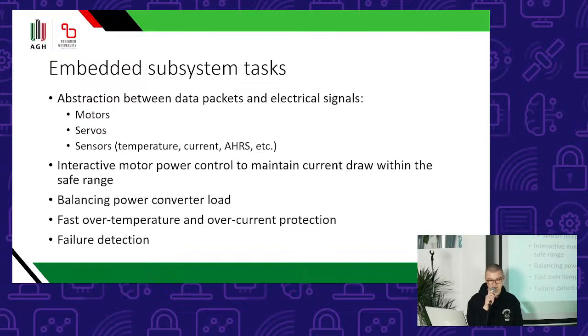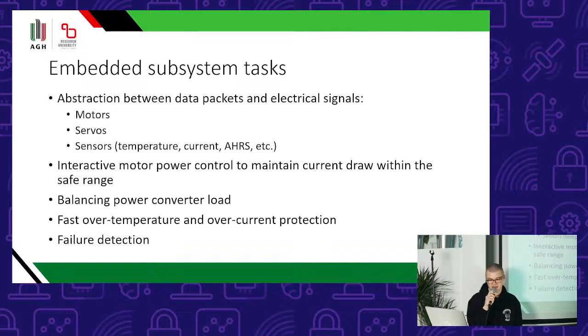The same thing is with servos, because they're also controlled by PWM. And with sensors like temperature and current, we have the ADC, so we get a request from the control station to measure the temperature of, say, power converter 2, and the embedded system knows where the thermistor is connected, and it can read the voltage, convert it to degrees Celsius, and return the data to the control station. And with the AHRS, it is the protocol gatewaying between UART and Ethernet.